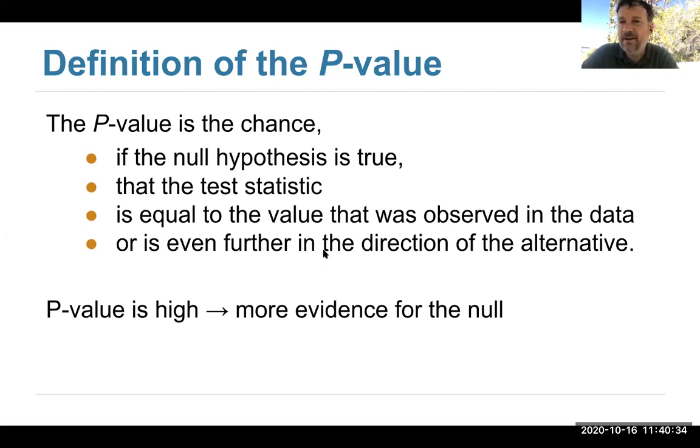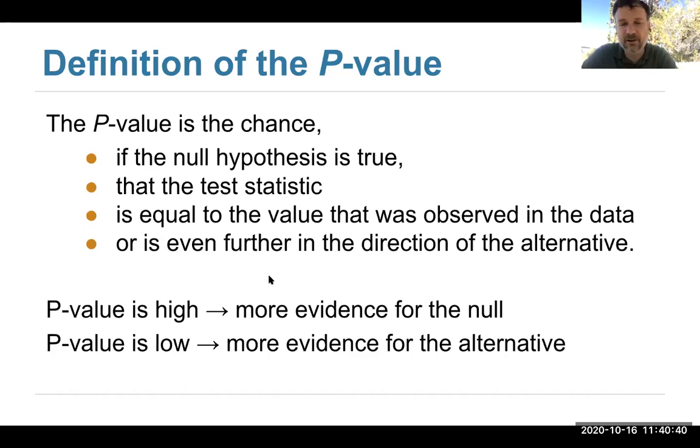Okay. The p-value helps you interpret whether you should make a decision for the null or decide for the alternative. A really small p-value, really close to zero, is evidence that the null is wrong, and therefore that the alternative, by inference, is true. A really high p-value is indicating the data is consistent with the null.